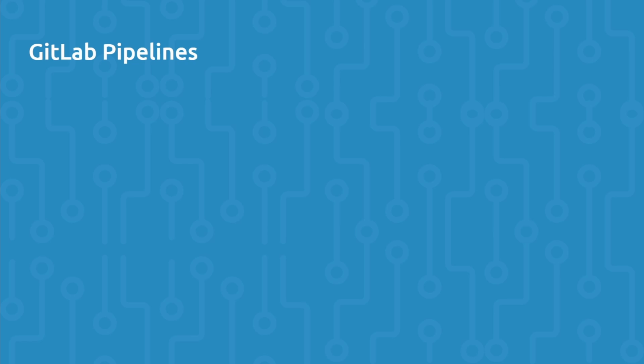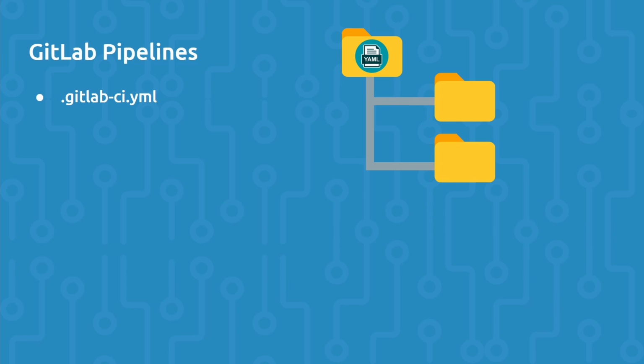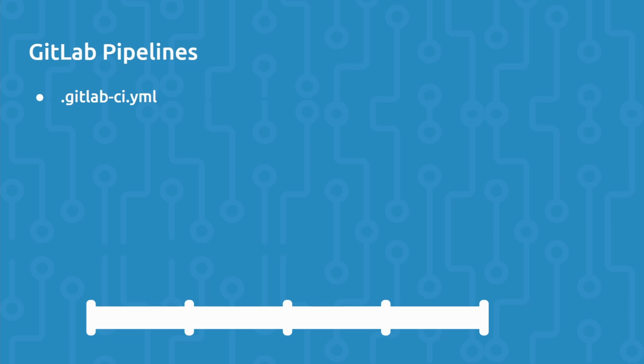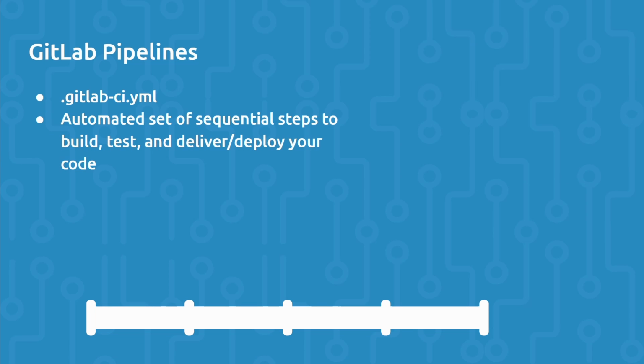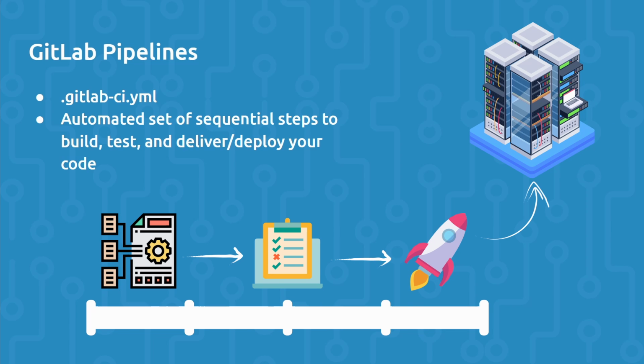A GitLab pipeline is a version-controlled YAML file called .gitlab-ci.yaml that lives at the root directory of a GitLab project. If you're not familiar with the concept of a CI/CD pipeline, it's essentially an automated set of sequential steps to build, test, and deliver/deploy your code.